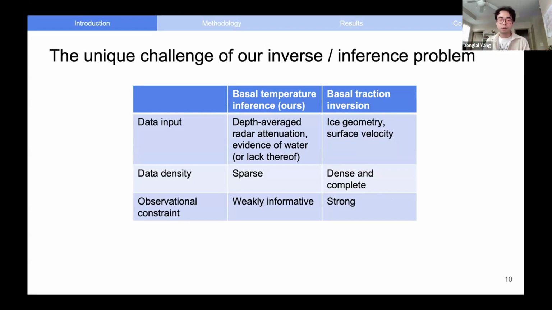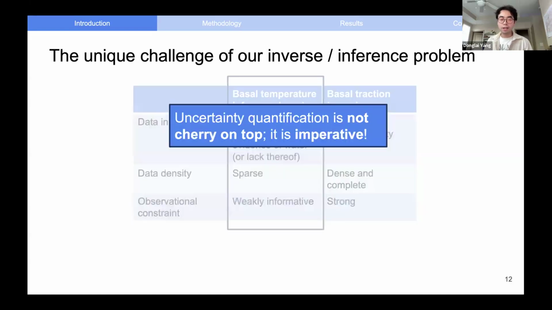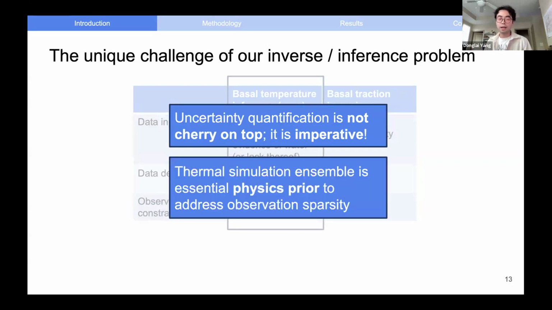So I think that motivates well that for our problem, which is challenging, we actually have to get a step ahead. We have to think about uncertainty quantification from the very beginning because of how deeply uncertain these observations are, and it's not a cherry on top. In addition to that, we need to use a thermal simulation ensemble, not just a simulation but many of them, to create a physics prior to address that observation sparsity. And I'll come back to that later on in case the terminology doesn't make sense to you.